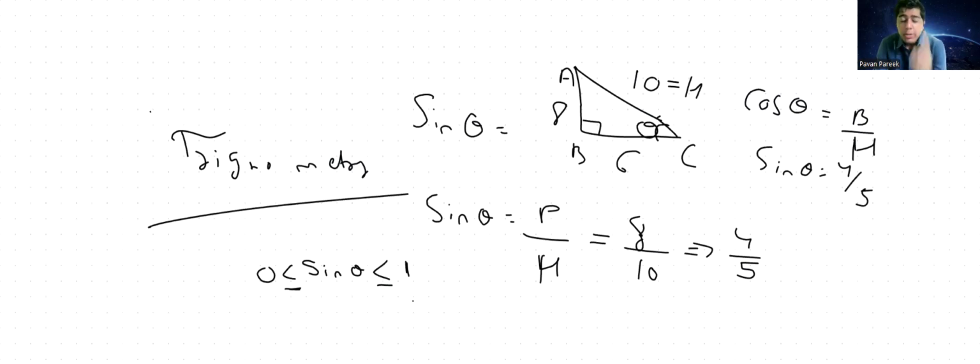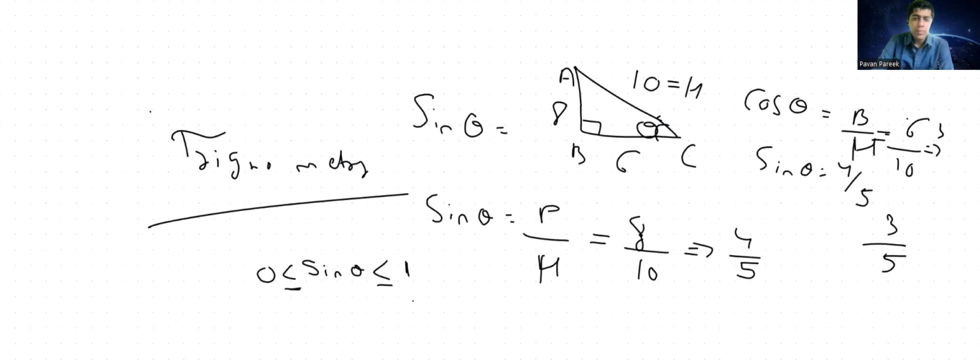No need to think anything. AC is your hypotenuse, the side opposite to theta is your perpendicular, and the remaining side, BC, is your base. So, sir, the base is 6 and the hypotenuse is 10. So when you solve further, it is 3 upon 5.